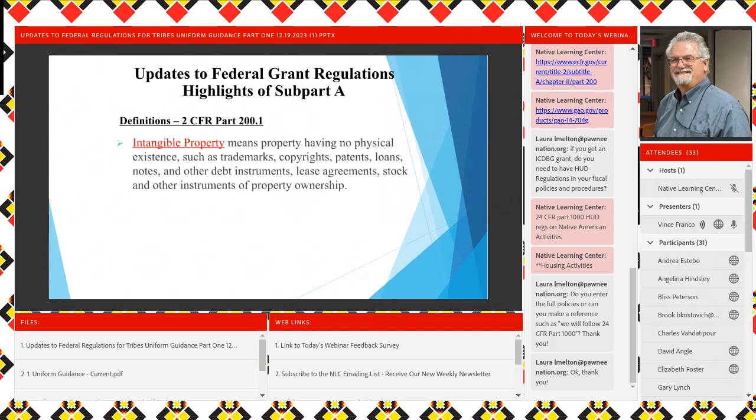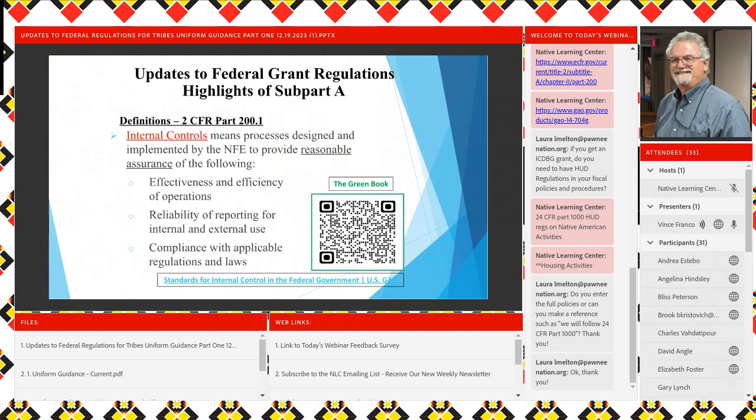It's also intangible property. Who owns it? Probably the tribe's going to own it, right? If you're affiliated with a tribe. No physical existence. This is new. Intangible property never existed in the federal regs, but now it's included. So software is included in there, whether you treat it as equipment or supply. Intangible property is basically tangible now, according to the federal guidelines. So something to keep in mind.